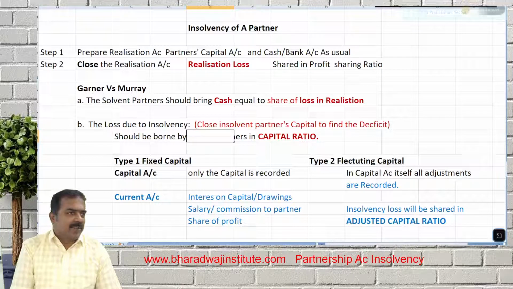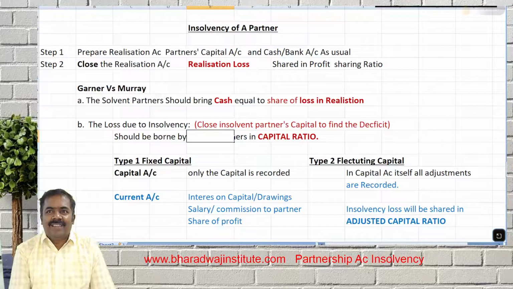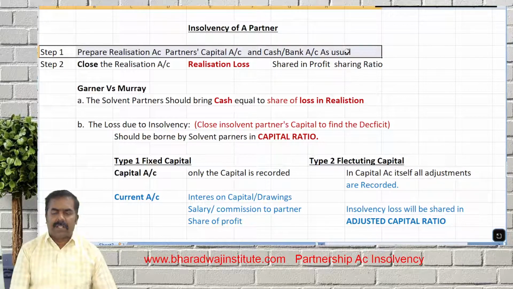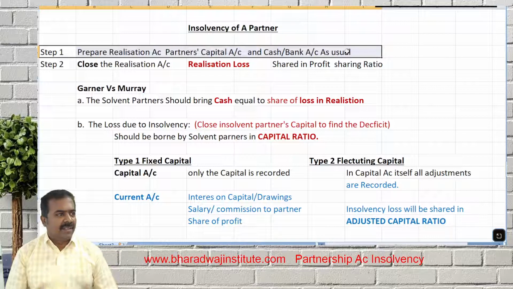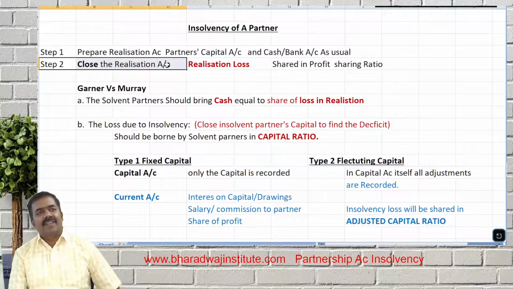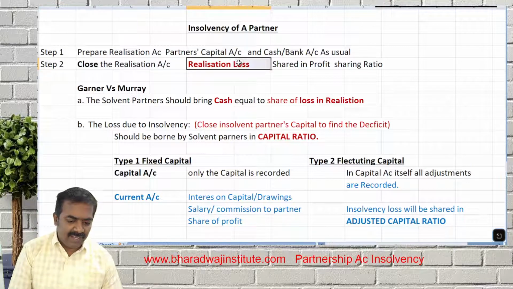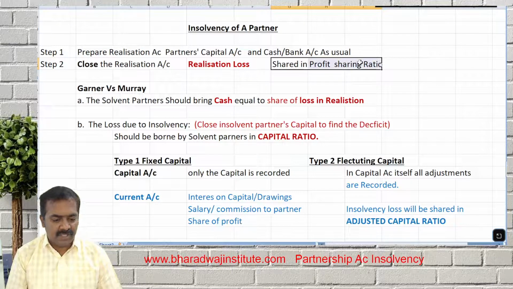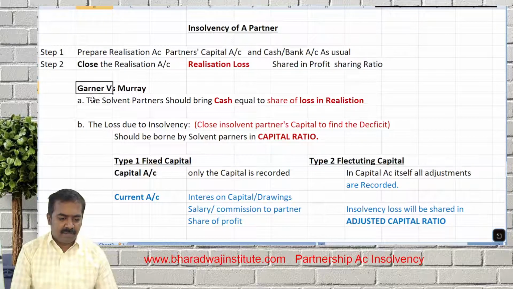Last class, I guess, we stopped with which one? Insolvency of a partner. We prepare realization account, partners capital account, cash and bank account as usual. Then we close which account first? The realization first. If there is a realization loss, share that in which ratio? Profit sharing ratio. Garner versus Murray rule.